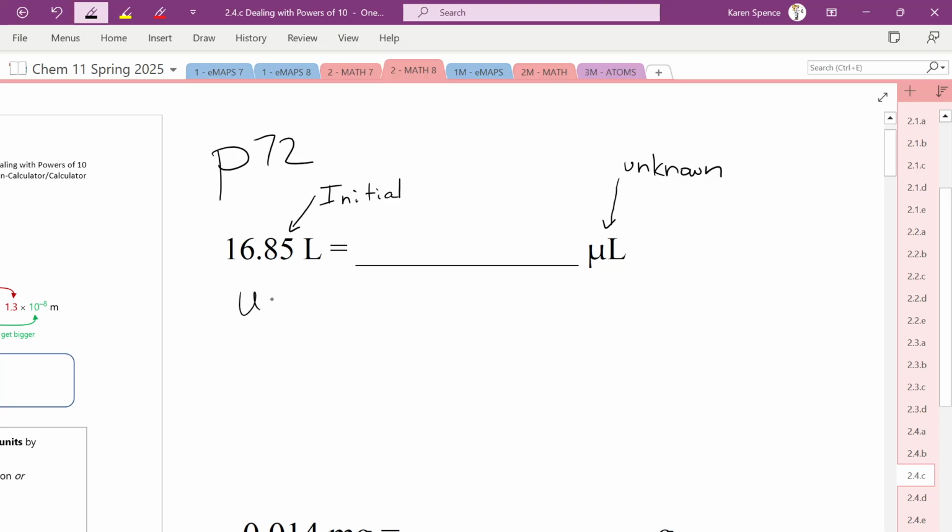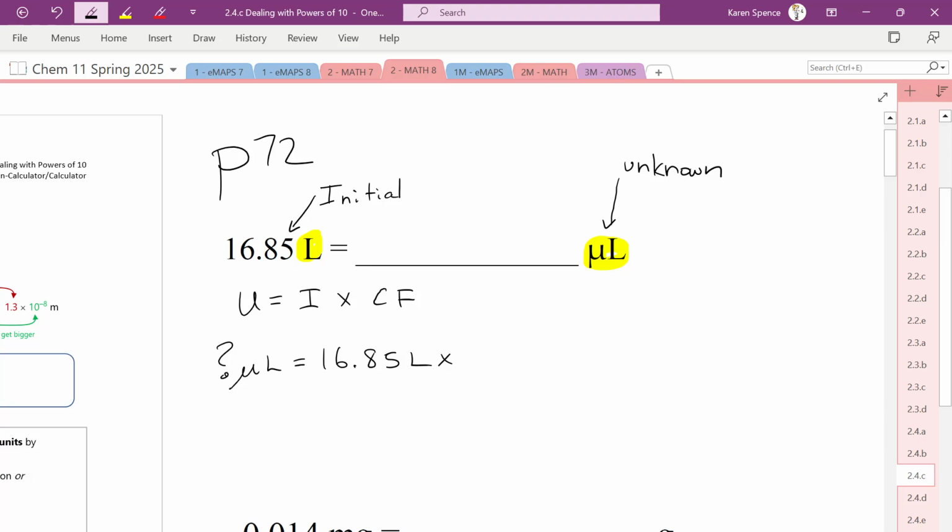So our unknown is equal to our initial times a conversion factor. And anytime you have a plain unit and a prefix, you can do it in one step. It's always going to be a one-stepper. Okay? So our unknown in this case is, we don't know how many microliters. And our initial quantity is 16.85 liters.